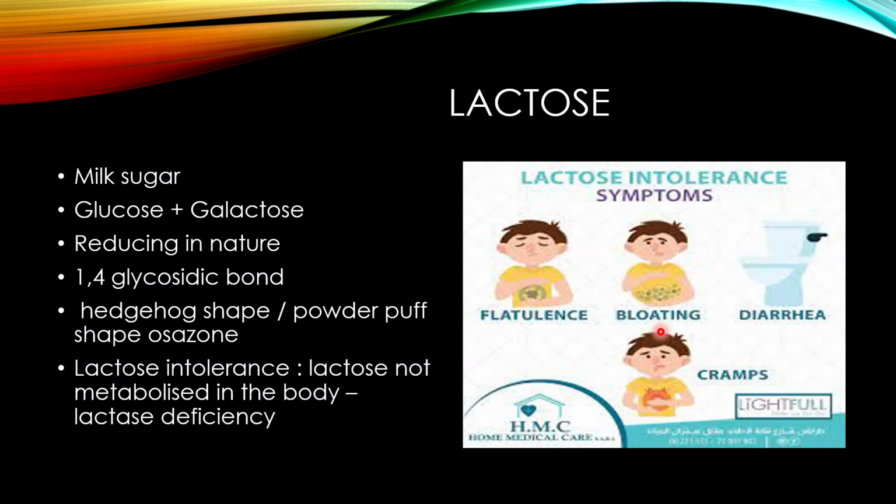pain. So lactose intolerance occurs because lactose, when ingested, is not metabolized by the body. Now why is lactose not metabolized? Because the enzyme required to metabolize lactose, which is lactase, is not present. If lactose is not metabolized, then lactose accumulates and is converted to lactic acid. This lactic acid brings about all these symptoms: cramps, diarrhea, bloating, gas formation. So that is because of accumulation of lactic acid, secondary to lactose intolerance.